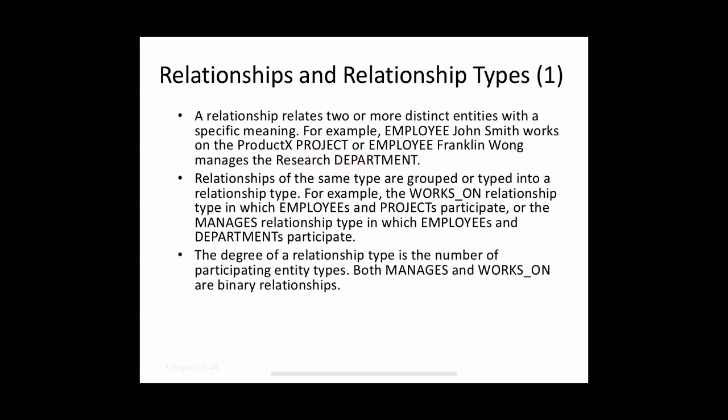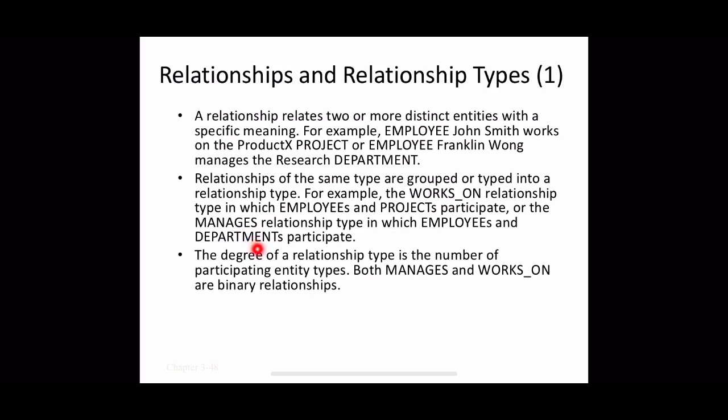So we mentioned the relationship between two entities, right? John Smith works on Product X. Like that, Franklin manages the Research department. So that is a relation between two different entities. Now these relationships of the same type are grouped or typed into a relationship type. So that's the generalization of the relationship. For example, in general we can say the works on relationship type, in which the employees and projects participate, or the manages relationship type, in which the employees and departments participate.